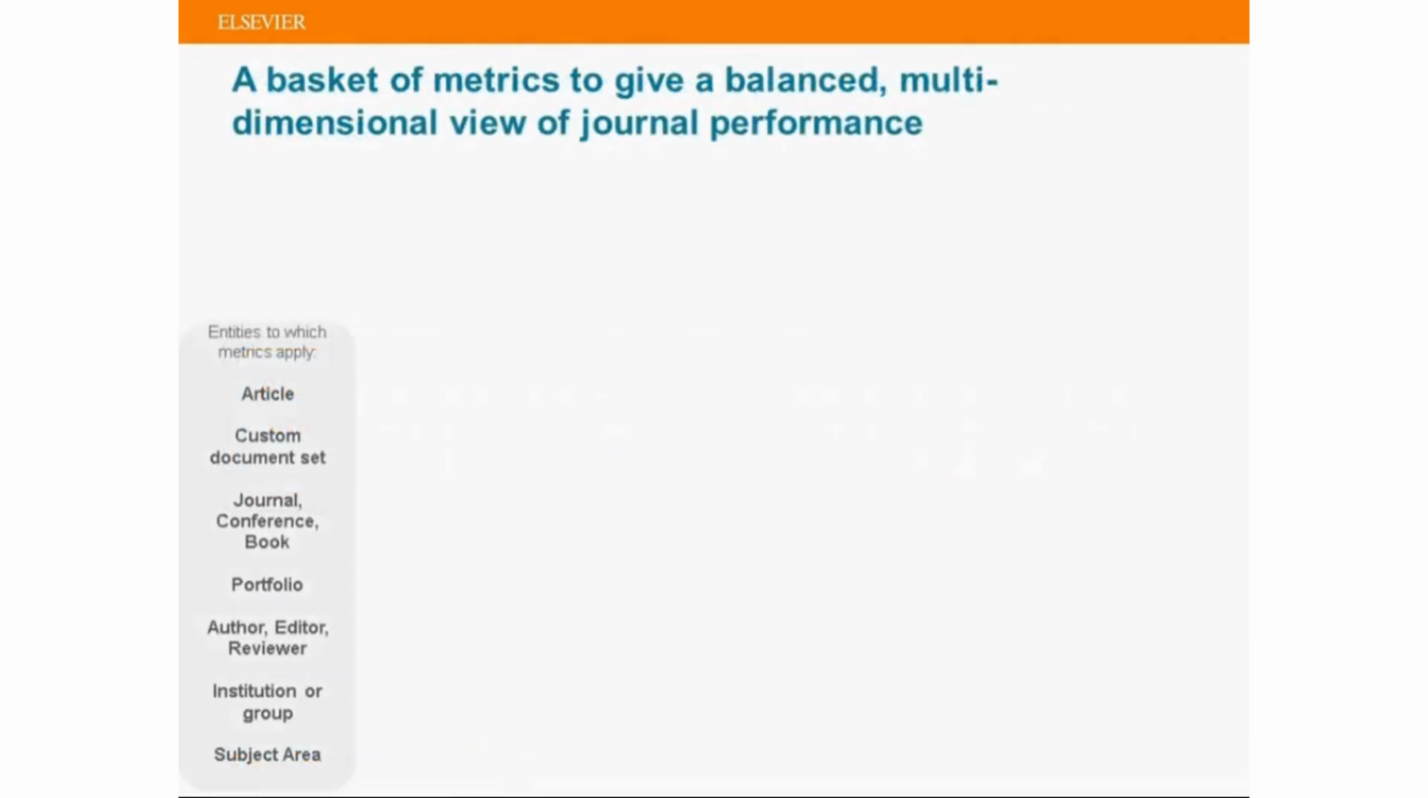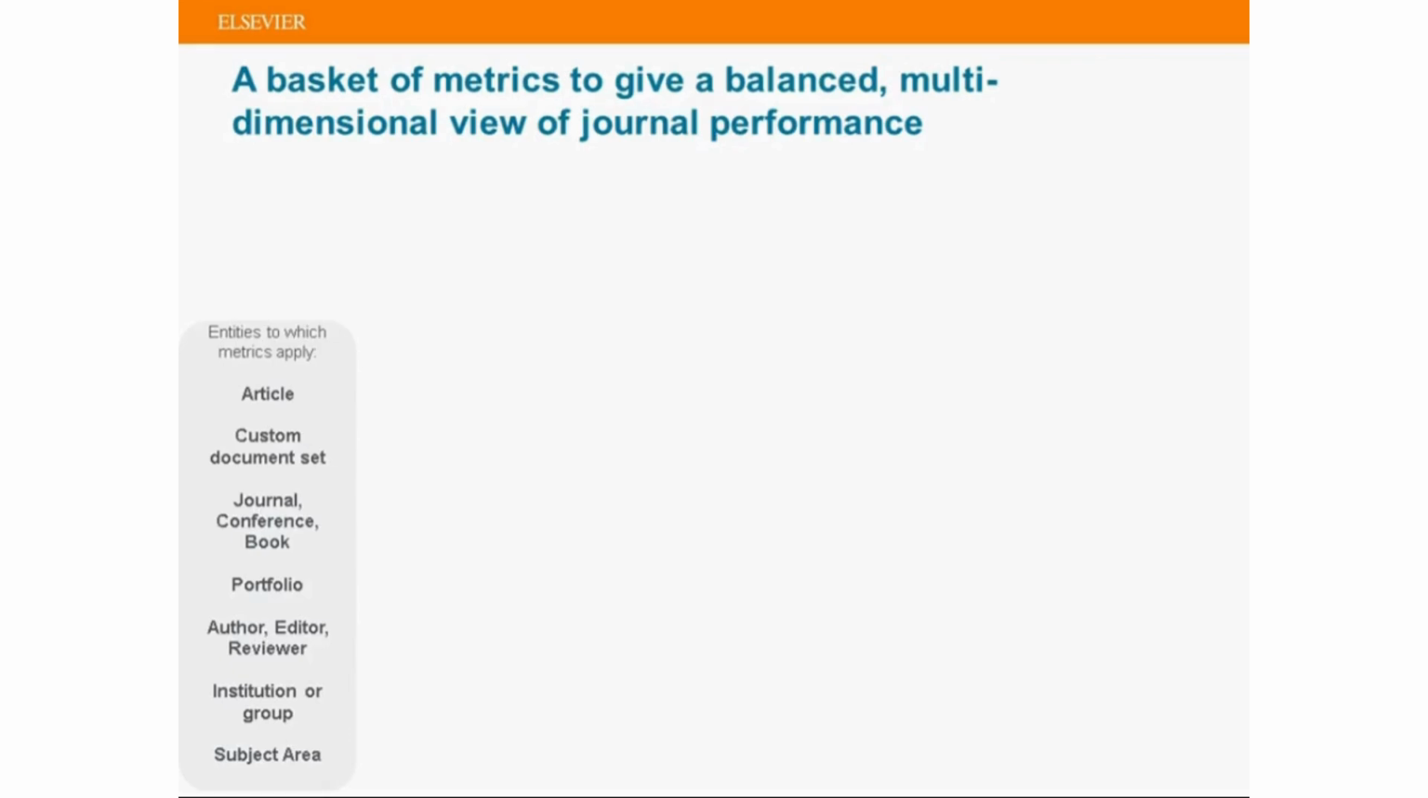So based on this, at Scopus, we have developed a basket of metrics, which gives a multidimensional view of journal performance. And this is in two dimensions, and the first dimension you can see on the slide now, which is the entities to which metrics can apply. Which can be, for example, an article, it can be a journal that we are looking at right now, but it can also be an author or an institution or a group.